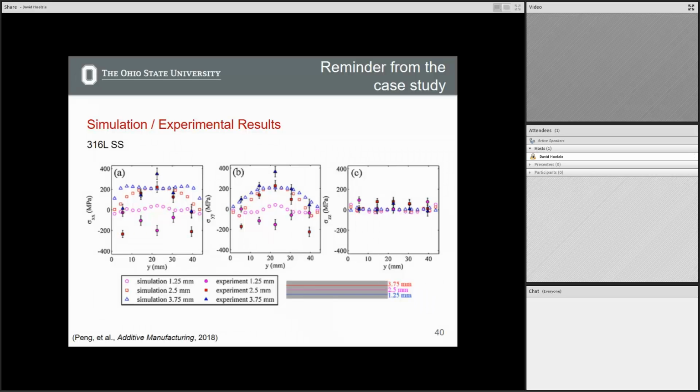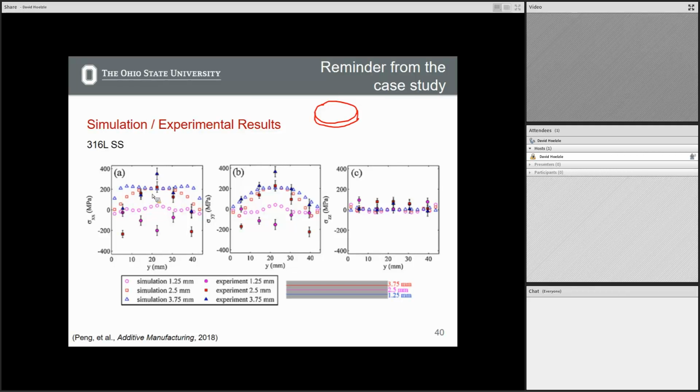Again, reminder, I probably should put it on the slide, but these were disc shape artifacts. These were 45 millimeters in diameter and 5 millimeters tall. We saw via neutron diffraction this level of residual stress. Just to note, the open markers here are simulations, and the closed ones are the actual experimental results.